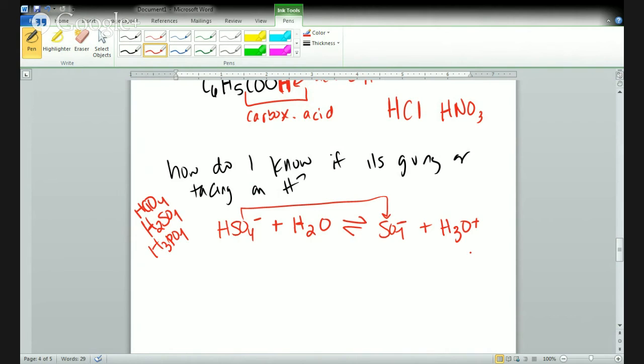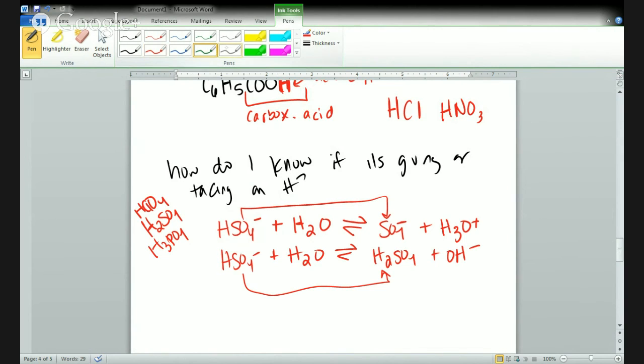Okay, so how will we know this HSO4 is acting as a base? If I have that same HSO4 and I have it reacting with that same water, it would act as a base if its H plus goes up. So if it turns into H2SO4 and then an OH minus. So you would know that's acting as a base in this case because its H plus number is going up. And if you notice on the product side, if something's acting as an acid, you're going to see an H3O plus. If something's acting as a base, you're going to see an OH minus. So those are just a couple of hints to help you guys out tomorrow to determine if something is acting as an acid or a base.